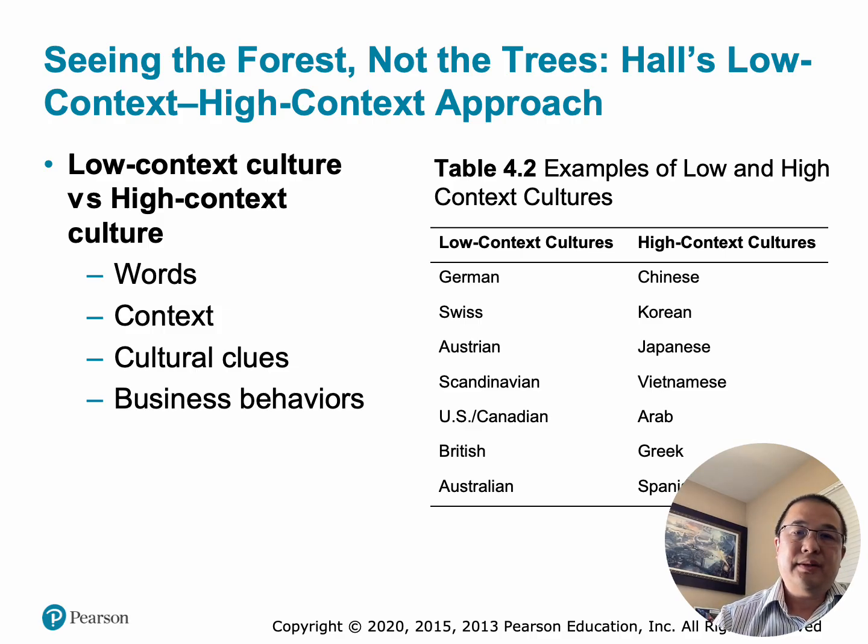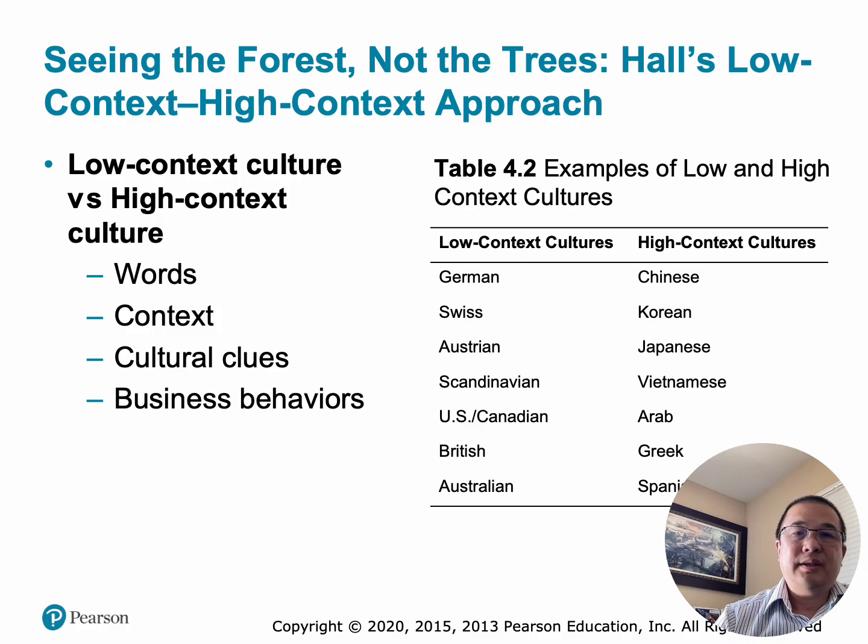Low context cultures. Examples here include German, Swiss, British, and Australian. People in these cultures tend to communicate directly, clearly, explicitly, and with detailed instructions. The words themselves carry most of the meaning. In business, people usually say exactly what they mean, prefer written contracts and documentation, value efficiency and clarity, expect straightforward feedback. A British manager may say, "Please finish this report by Friday at 3 p.m." The instruction here is very direct and specific.